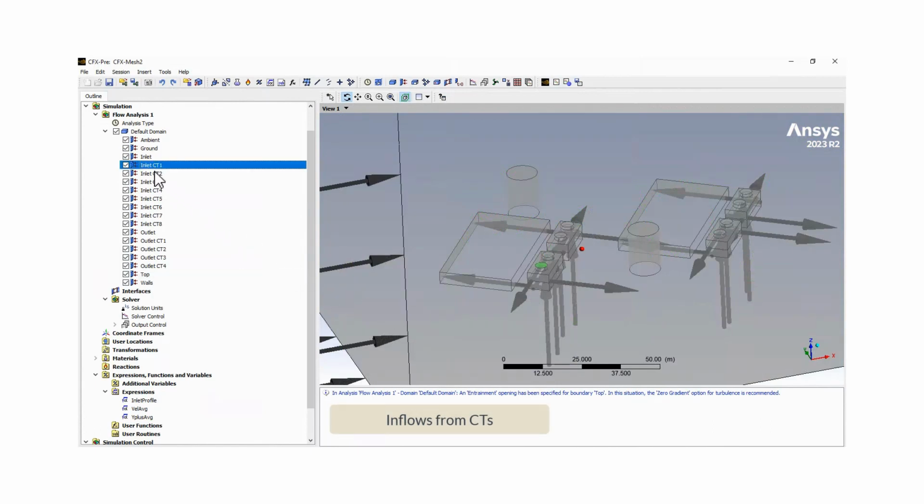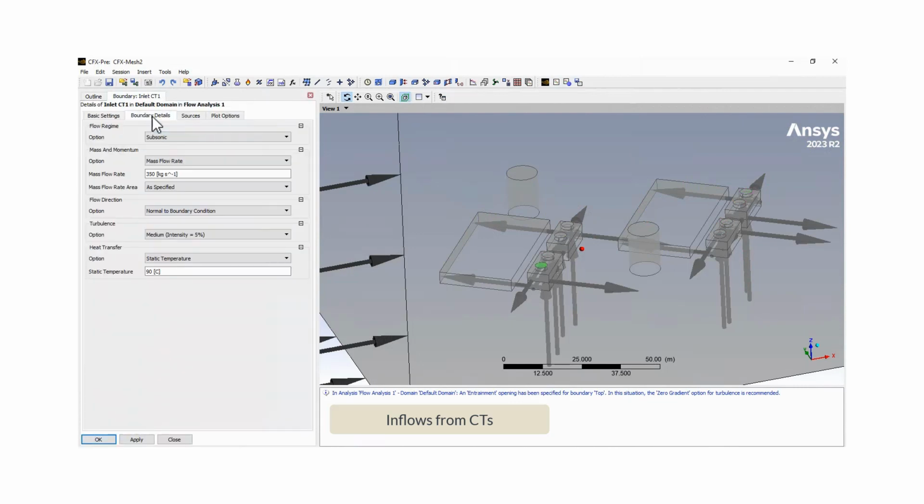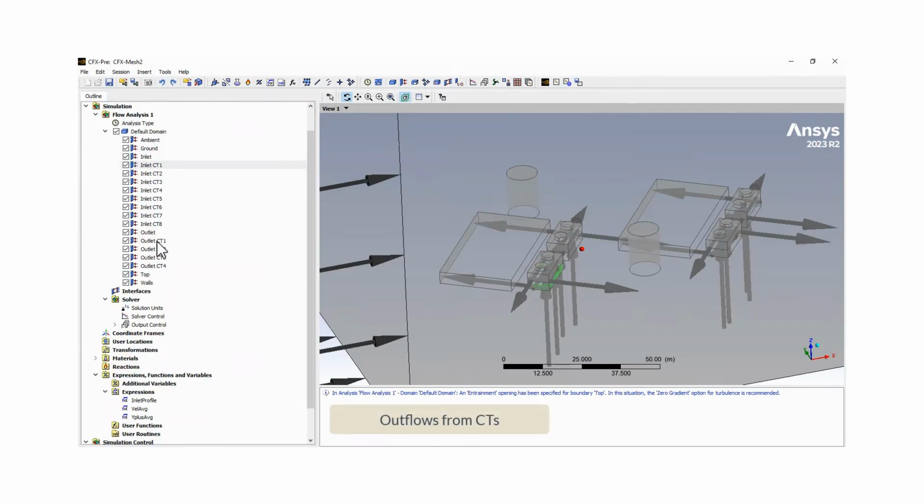All the inlets of a given cooling tower have the same setup. Here, a cooling tower has two inlets, having a specific mass flow rate at 90 degrees Celsius. Then, the outlet is specified as a mass flow rate with twice that value to ensure the operating conditions.